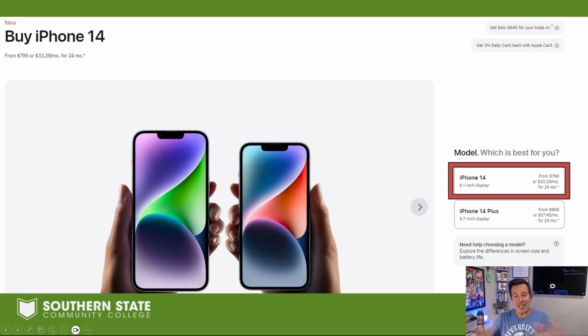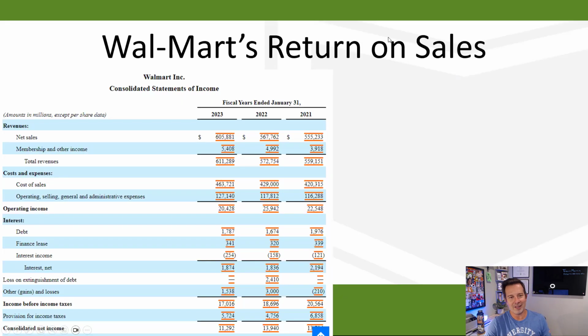So, to put that into context, also comparing it to maybe another business that you've been to. You shopped at Walmart before. Let's calculate Walmart and their return on sales. You've got their income statement right here. We've got net income at the bottom. We've got total revenues up here at the top. We're going to divide net income by total revenues.